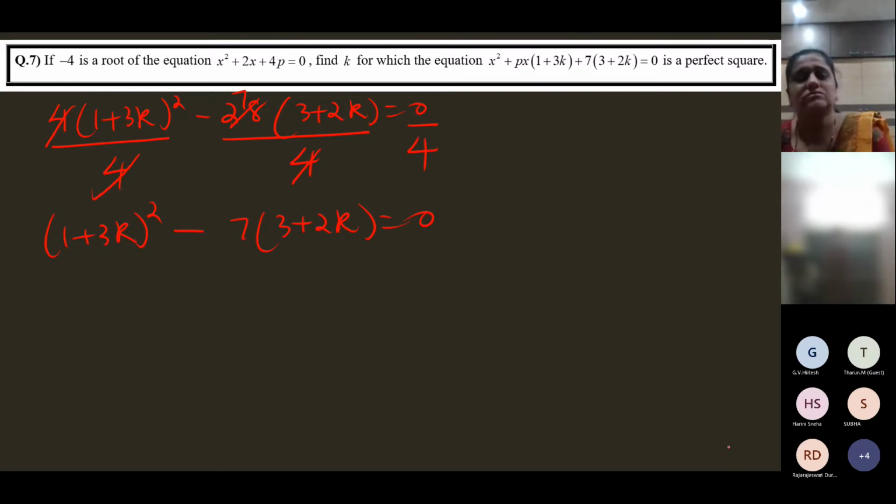Same thing. So you can divide by 4 throughout here itself. All right. And then you will get a quadratic equation in K. You'll have to solve the quadratic equation and find the two values of K. So what is the question here? Minus 4 is a root. When this is given, you should substitute the value of X here and find the value of P. So from this, you get P is equal to minus 2. So that means here, this P is minus 2. This P is minus 2.